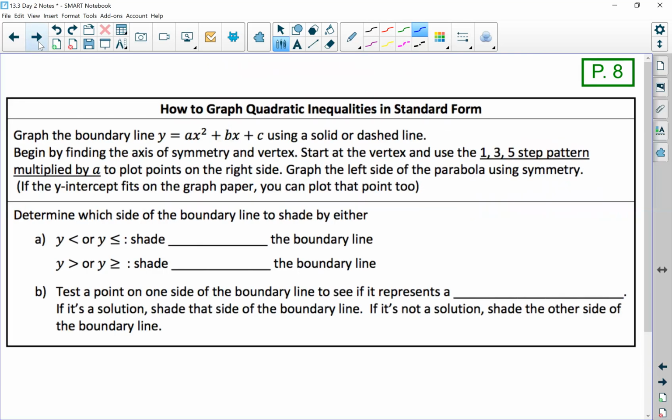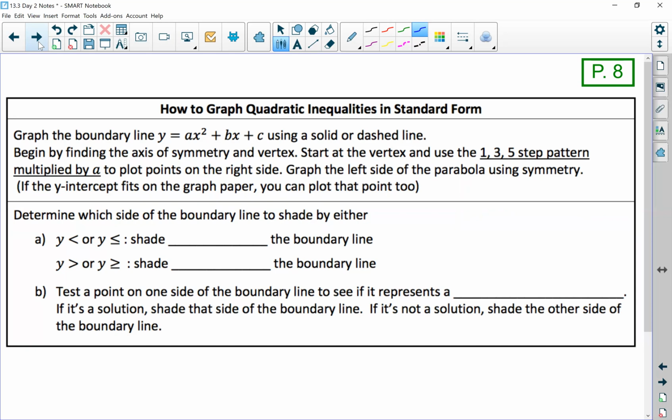All right. So again, when we're graphing, instead of boundary line, it's really a parabola. So maybe boundary parabola, but maybe that's why I put line up there, easier to say. Y equals ax squared plus bx plus c, using either a solid or a dashed line. Begin by finding the axis of symmetry and the vertex.